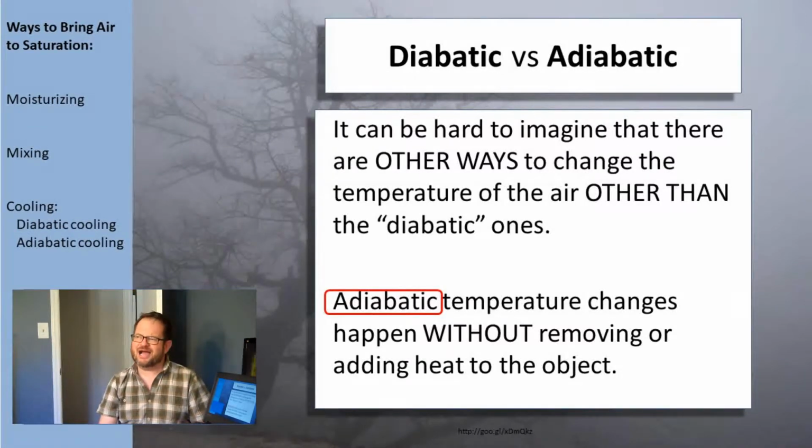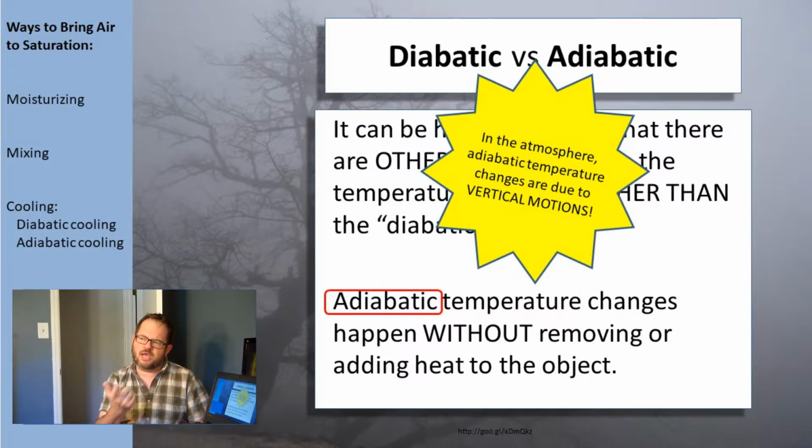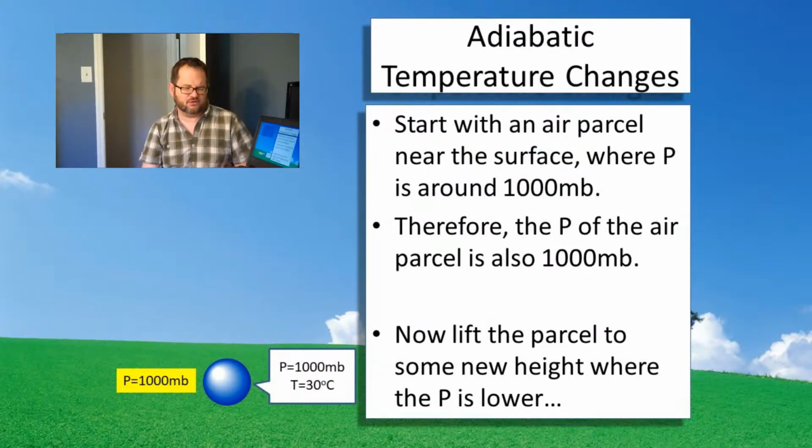But wait a minute. How are we going to change the temperature of an air parcel without actually adding or removing heat? Turns out this is actually a big chunk of what the science of thermodynamics is all about. But in the context of weather and so on, these adiabatic temperature changes are mostly going to happen due to vertical motions in the atmosphere. Vertical motions are going to result in temperature changes without us actually having put any heat in or taken any heat out of an air parcel. And let me demonstrate how that's going to work.